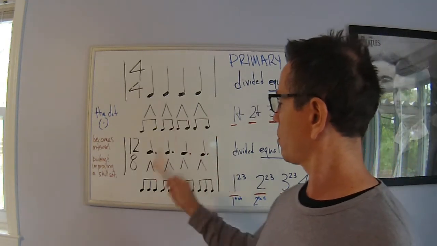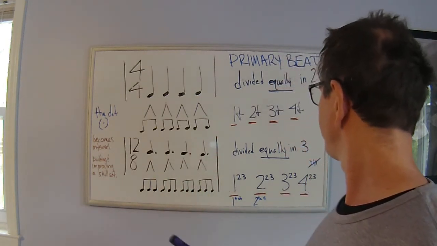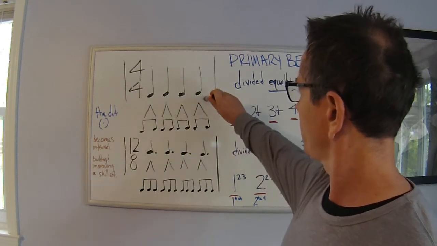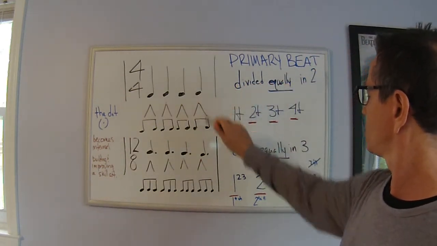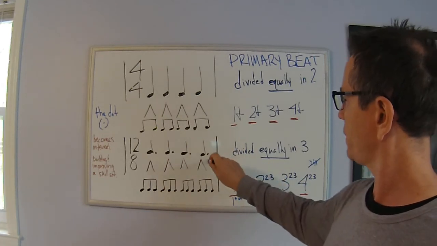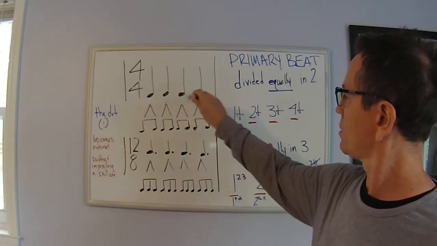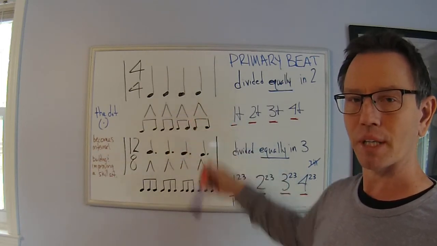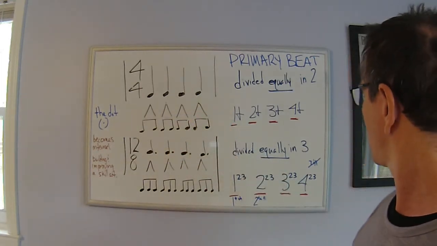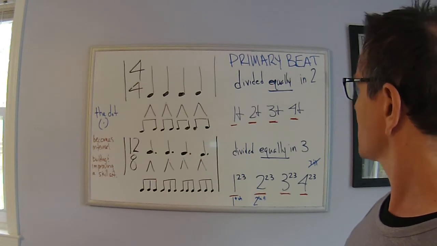So that's 12/8. Here you're dividing the beat equally in 2. Here you're dividing the beat equally in 3. Still 4 primary beats per measure. We're just subdividing it a little differently. So yeah, I think that's it.